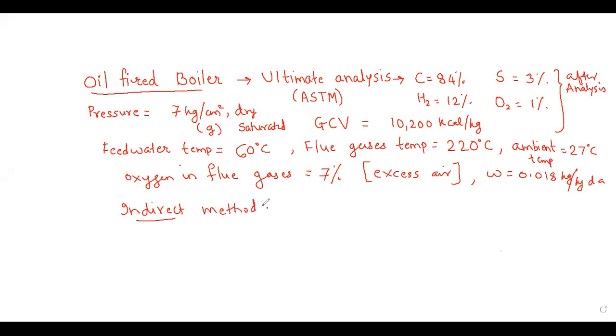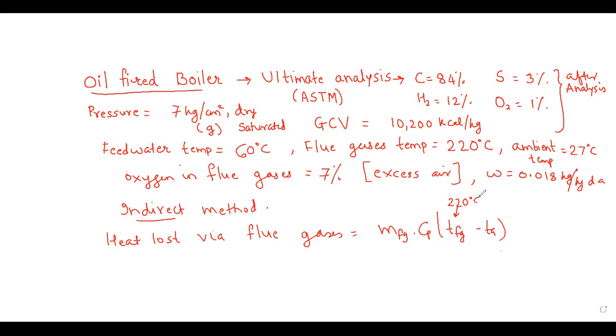So first thing is we would find the heat lost via the flue gases. Heat lost via the flue gases is mass of flue gas into specific heat of flue gas into temperature of flue gas minus the ambient temperature. Now this is given, you look at this. This is given as 220, and this is also recorded. This is 27.